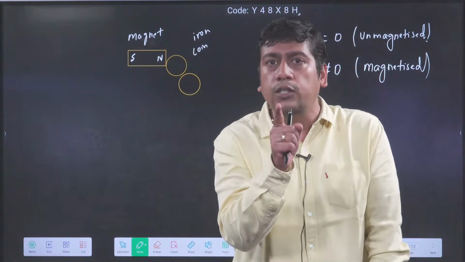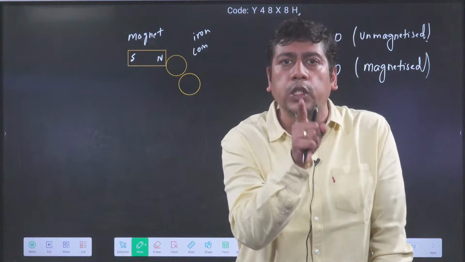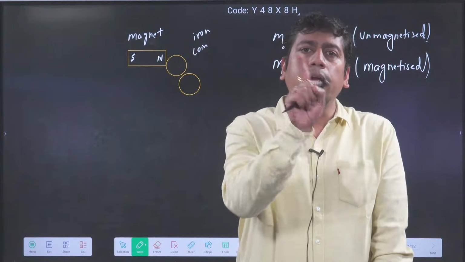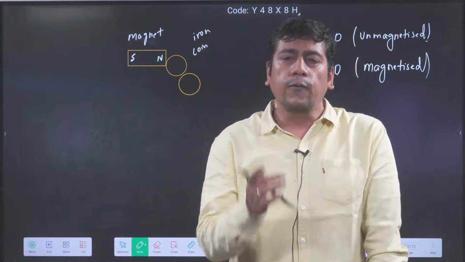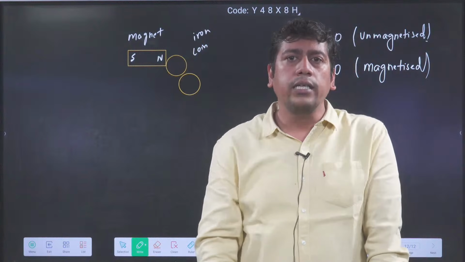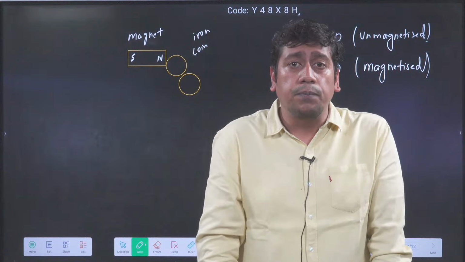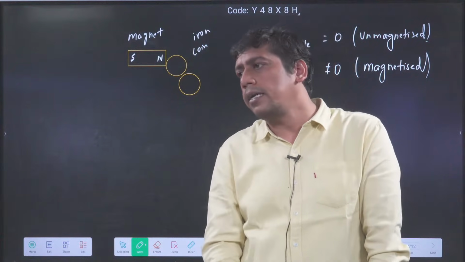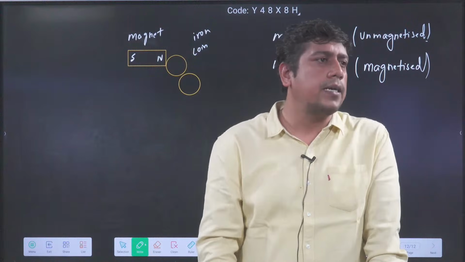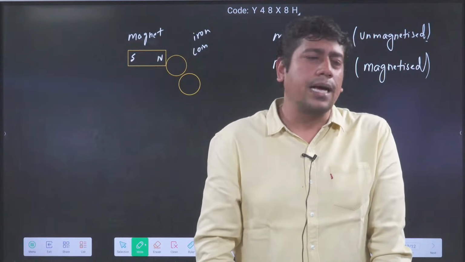The second coin is not attached to the magnet. The second coin is attached to the first coin. That means the first coin is now behaving like a magnet. Now the first coin is magnetized. How is it magnetized? Because now it is present in the magnetic field of the magnet.